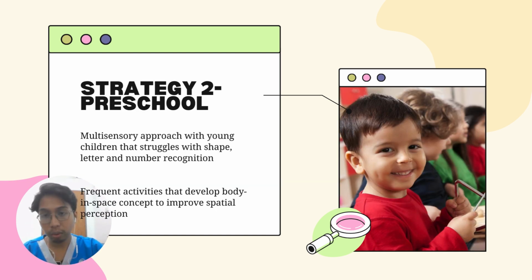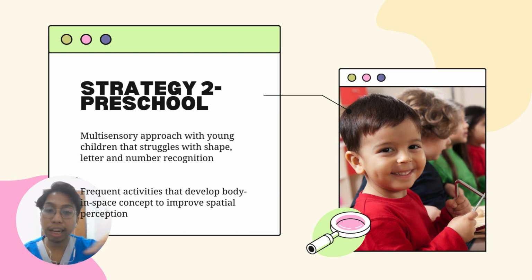And then next is strategy two, which is preschool. A multisensory approach with young children who struggle with shape, letter, and number recognition. As you can see, multisensory approach is not just touch, but the overall senses that we have and how we can adapt to our surroundings, and how we are able to learn and visualize. For example, if you want to learn about a key, of course, you first need to touch it, right? When you touch, you understand the structure of the key. It has this pointy shape, and it makes a metal sound. So this is the multisensory approach for them to understand shape, letter, and number recognition in preschool.